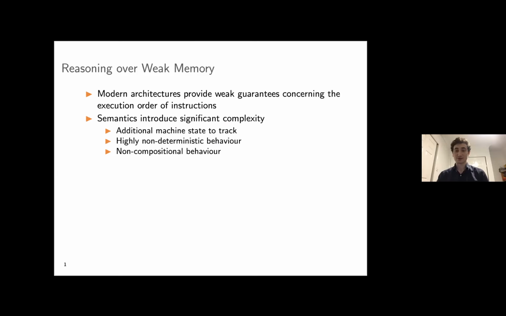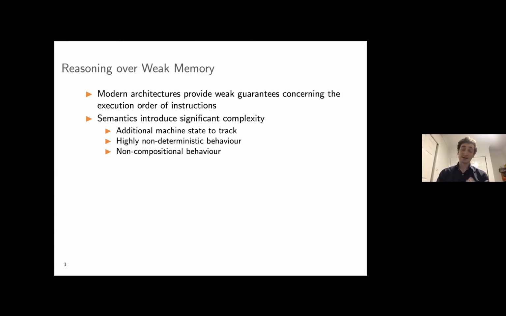As I'm sure many of you are aware, modern architectures provide fairly weak guarantees considering the execution order of instructions. And this is for a variety of performance reasons. There's lots of low-level optimizations hardware can make. But unfortunately, any semantics that try to reason about this behavior in themselves become quite complex. There's a lot of low-level machine state to track. The behavior is highly non-deterministic due to all the possible reorderings.